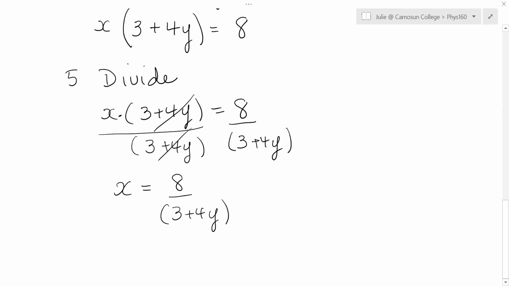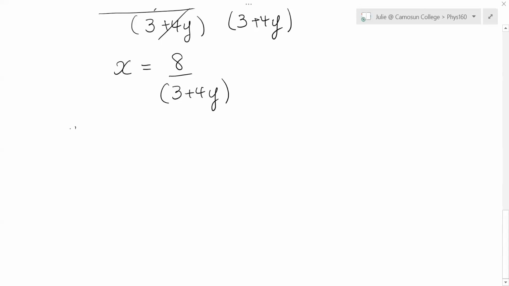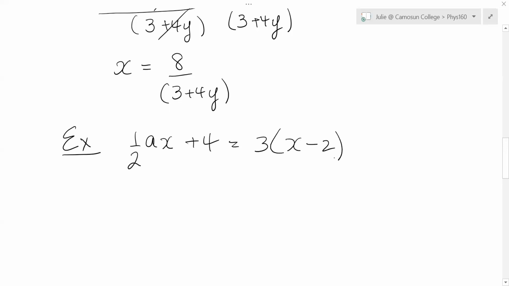Okay, so let's try one where we have to go through all 5 steps. So here's an example. Let's say we have half ax plus 4 is equal to 3 times x minus 2. Okay, step 1, get rid of fractions. So that means I'm going to get rid of this 2. So I'm going to multiply everything by 2. So I'm going to put a 2, 2, and a 2.